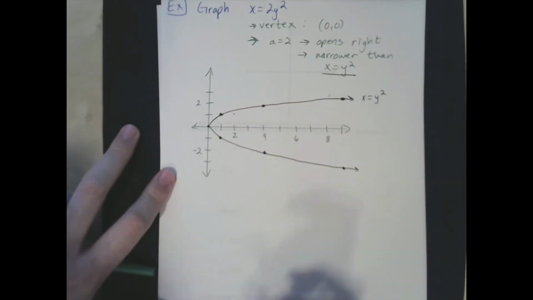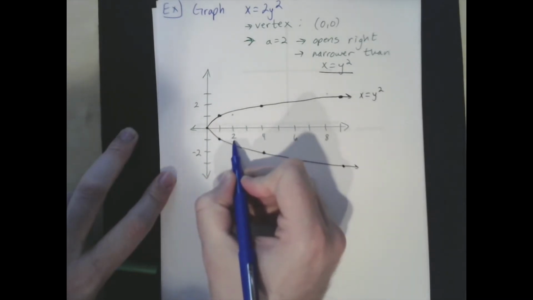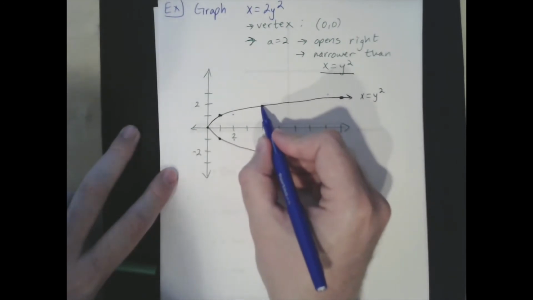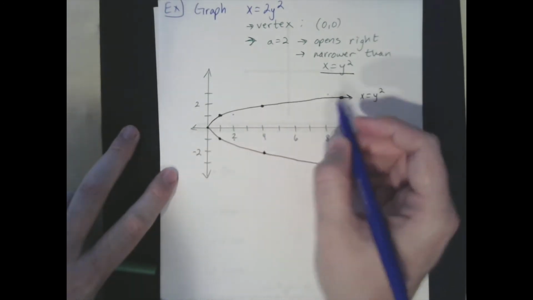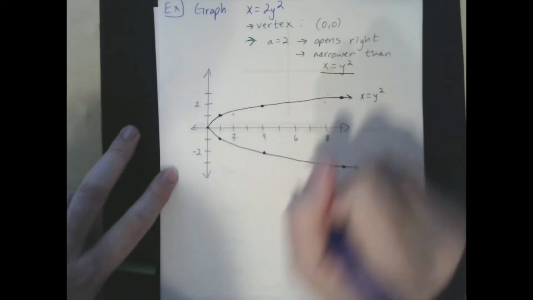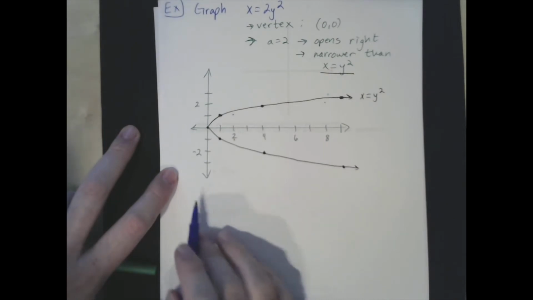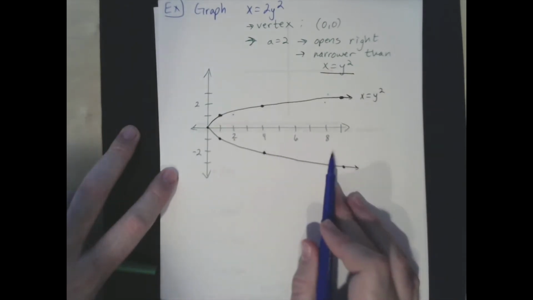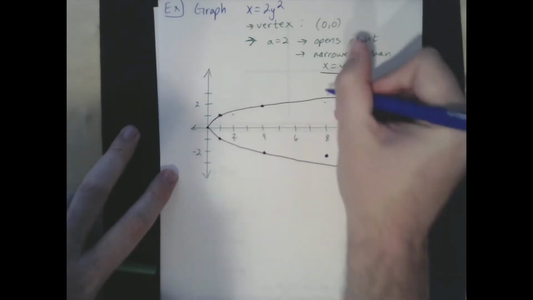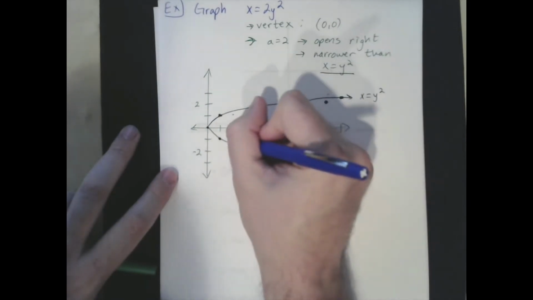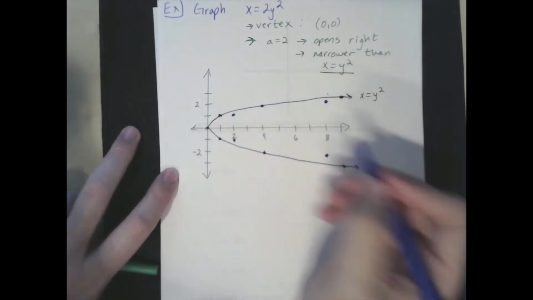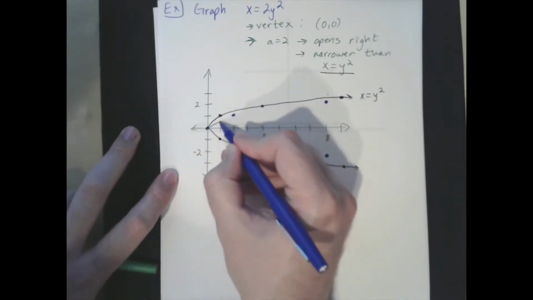So that should be there. This point gets pulled out to 2 as well. So this should be here. This point gets pulled out by a factor of 2 all the way to 8. So this should be at 8, 2 now. Like right there. And this one gets pulled all the way out to 8 as well. So this should be here as well. Our 0, 0 remains the same. And then we just connect the dots.